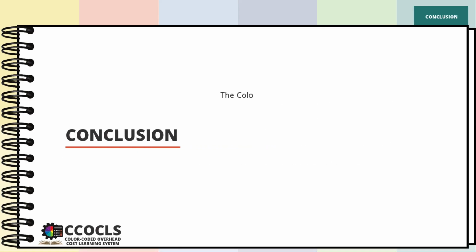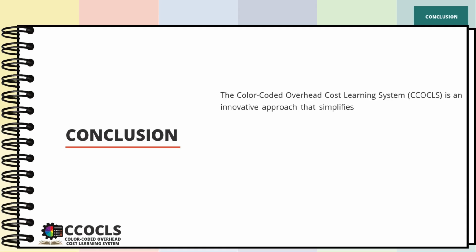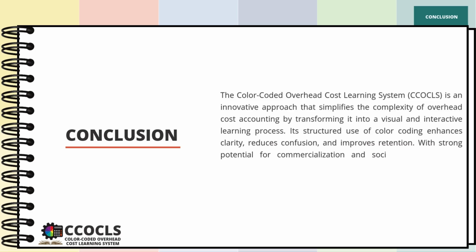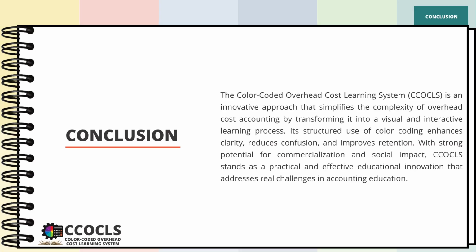Conclusion. The color-coded overhead cost learning system, or in short, CCOCLS, is an innovative approach that simplifies the complexity of overhead cost accounting by transforming it into a visual and interactive learning process. Its structured use of color coding enhances clarity, reduces confusion, and improves retention. With strong potential for commercialization and social impact, CCOCLS stands as a practical and effective educational innovation that addresses real challenges in accounting education. We believe that with CCOCLS, students will no longer see overhead cost accounting as a barrier, but instead as a subject they can master with clarity and confidence.